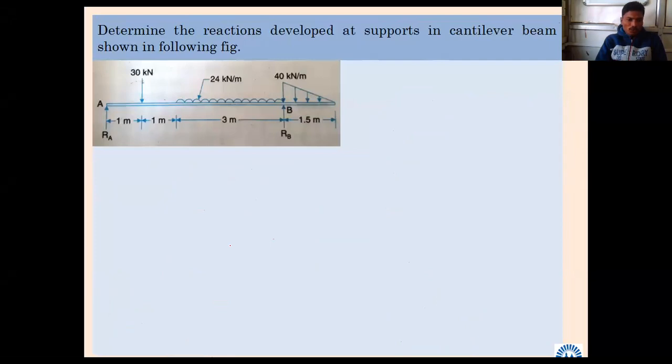Just check, are you able to see the problem statement? Who will read the problem statement? I will, sir. Swati, roll number. Okay, no issue. Determine the reactions developed at supports in the cantilever beam shown in the following figure.